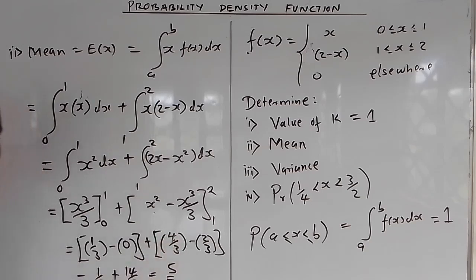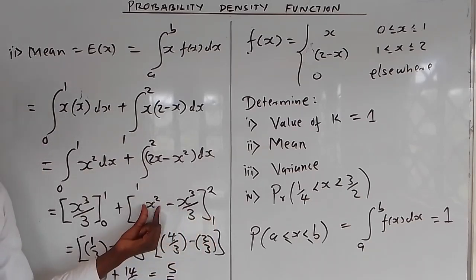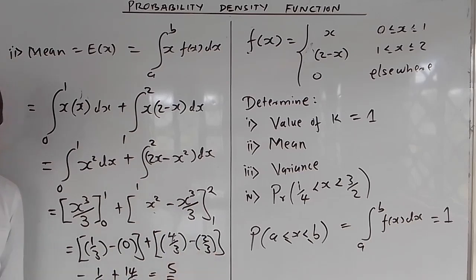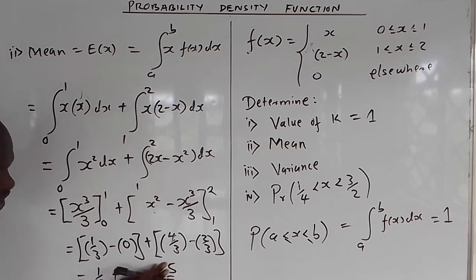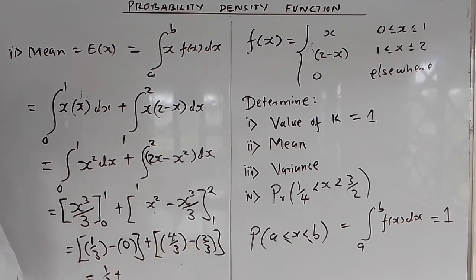It was 4 over 3. Then when it is 1, what do you get? 2 over 3. This is 1 squared minus 1 cubed over 3, meaning 1 minus a third, 2 over 3. So this is where the situation is. The mean cannot be that. Are we together? So here we had a third, then plus 4 over 3 minus 2 over 3. So you get 2 over 3.